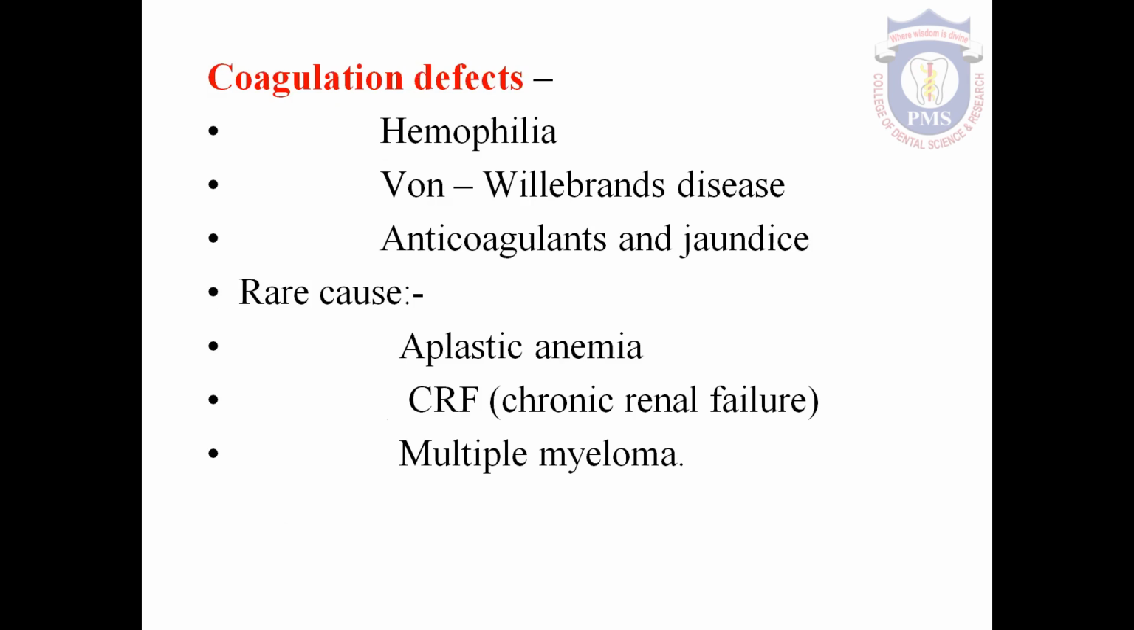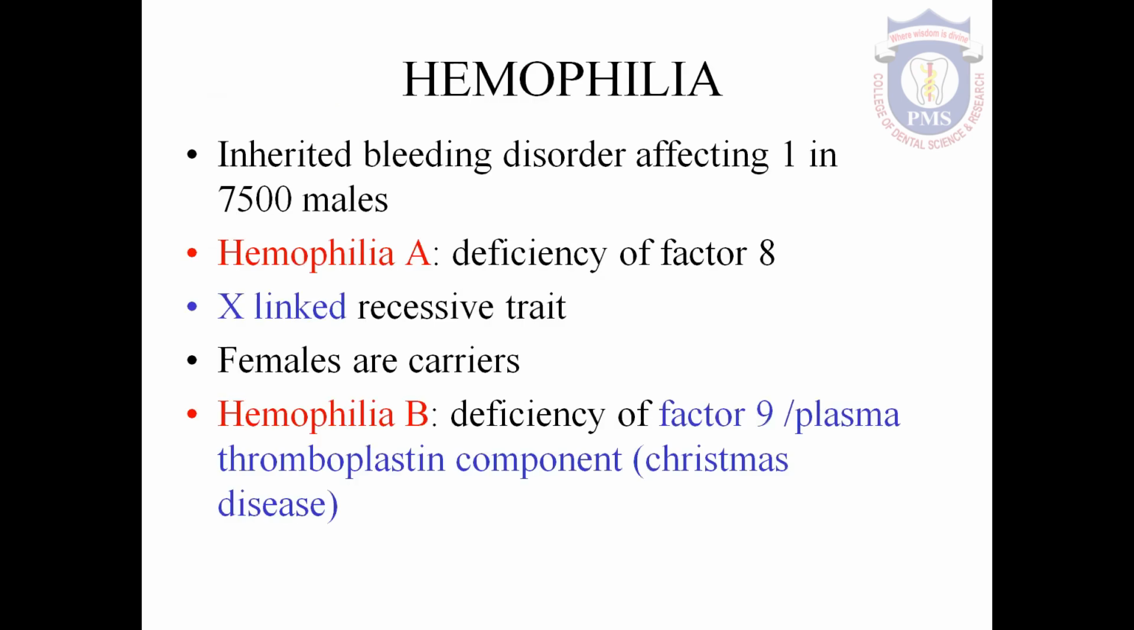The main coagulation defects are hemophilia, von Willebrand's disease, anticoagulants, and jaundice also can produce coagulation defects. The rare causes of hemorrhagic disorders are aplastic anemia, chronic renal failure, and multiple myeloma.